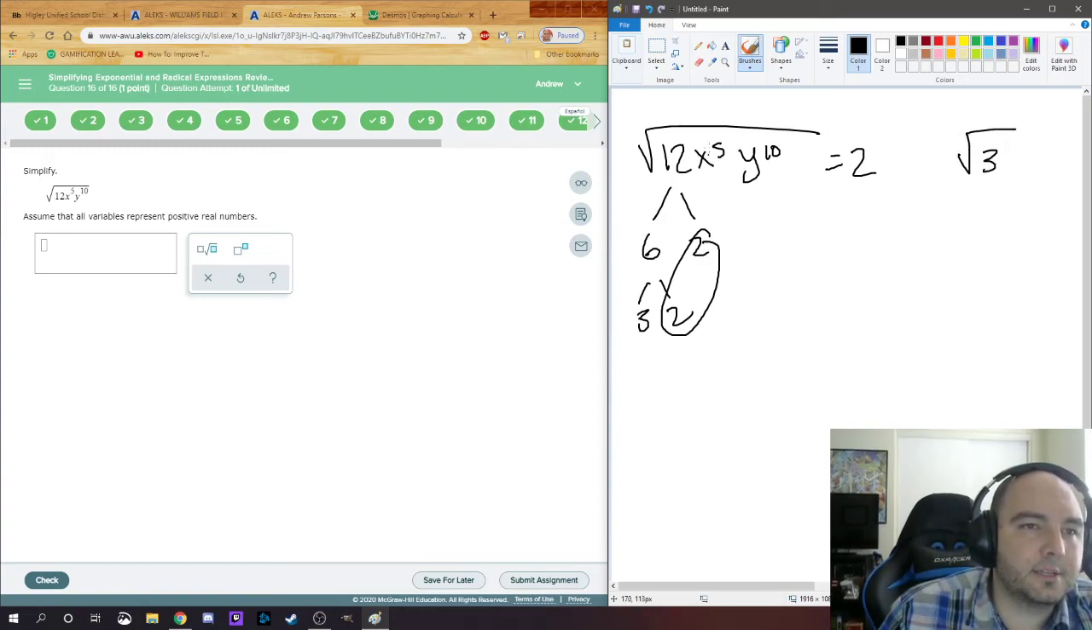For the x's, it gets divided by 2 twice with a remainder. So I'll write it like that. And y divides by 2 five times, and there is no remainder.